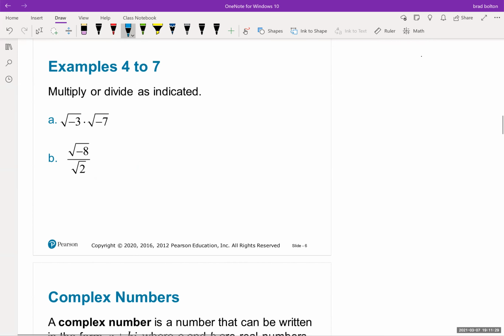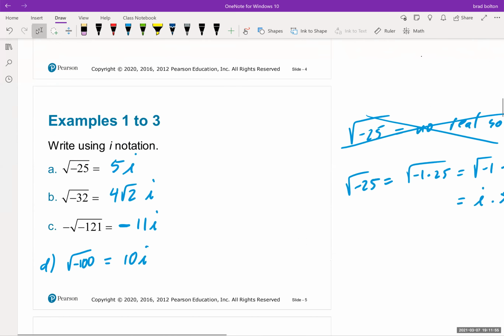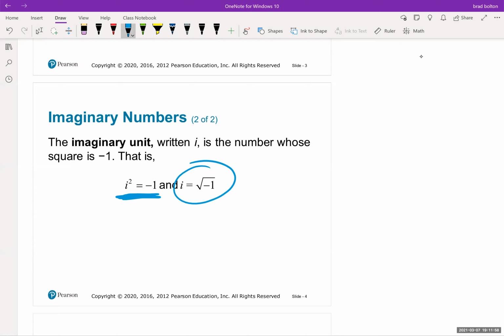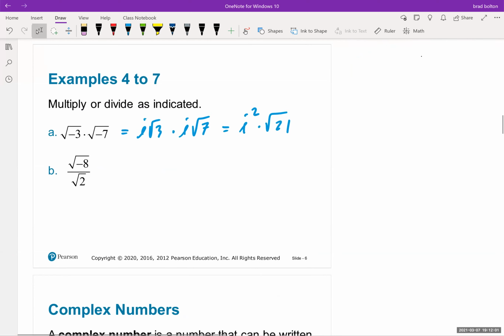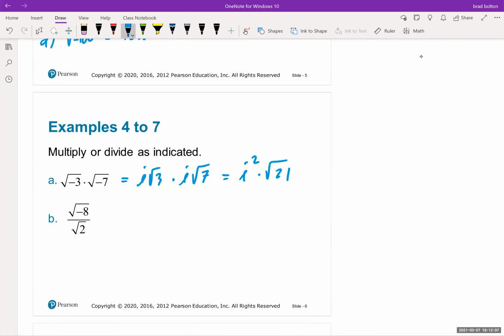So multiplying or dividing as indicated. So here's the thing when you're multiplying, all right? This is technically i square root of 3 times i square root of 7, right? Because they both have a negative, and then we end up with i squared times the square root of 21, okay? However, we go back up here and it says that i squared is worth negative 1, right? Because i times i would be negative 1. So this will become negative square root of 21.